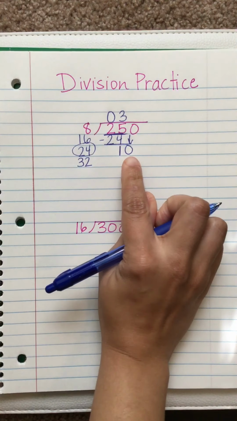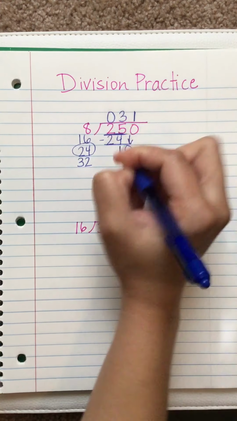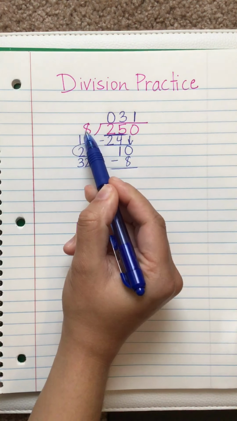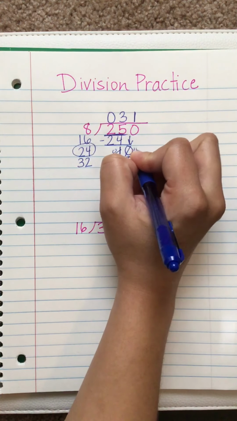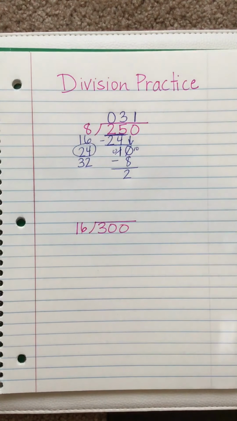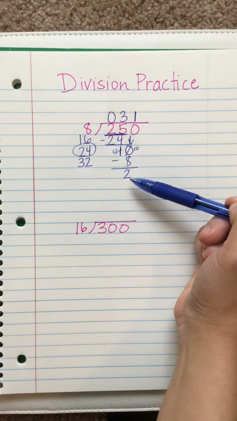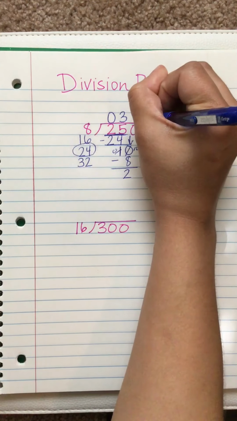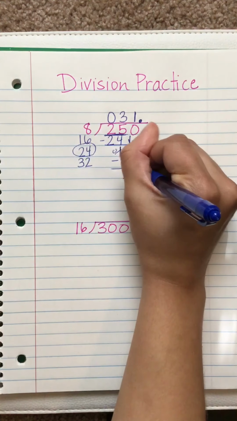Can 8 go into 10? Yes, it can go in there one time. So I do 10 minus 8 because that's my first multiple. It can only go in there one time. I get 2, but I don't have any numbers left to bring down. But remember, we don't have remainders anymore. It just turns into a decimal. So we add our decimal into our quotient, and then we just add a 0 next to our remainder.